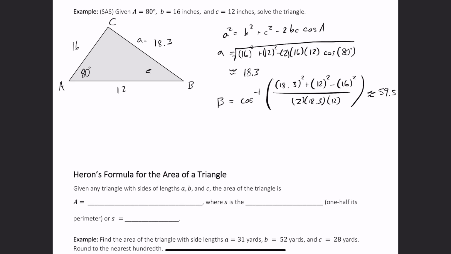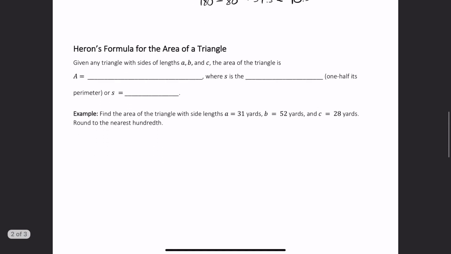Okay, so again, with our knowledge of 180 degrees, subtracting this, we'll have that the angle C is 40.5 degrees. And we have solved our triangle.